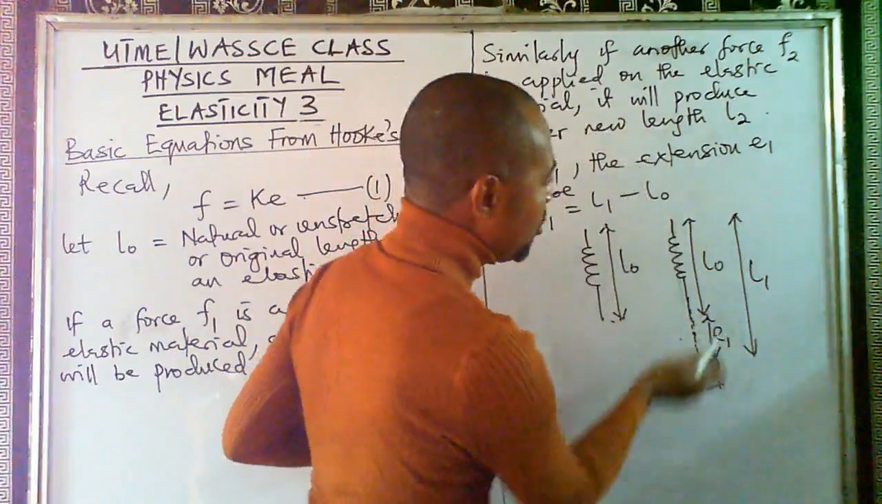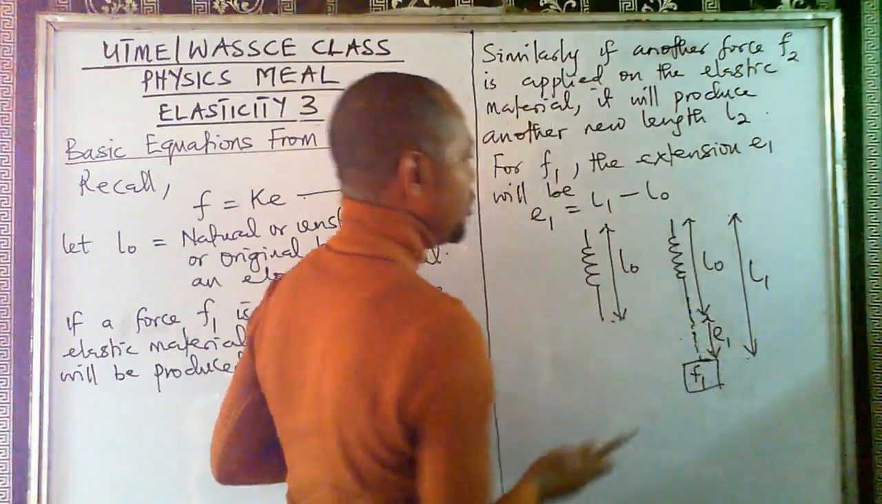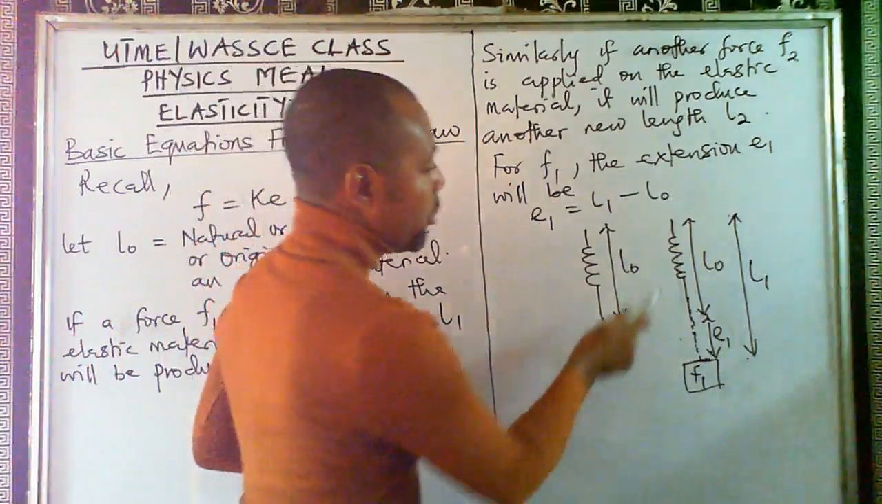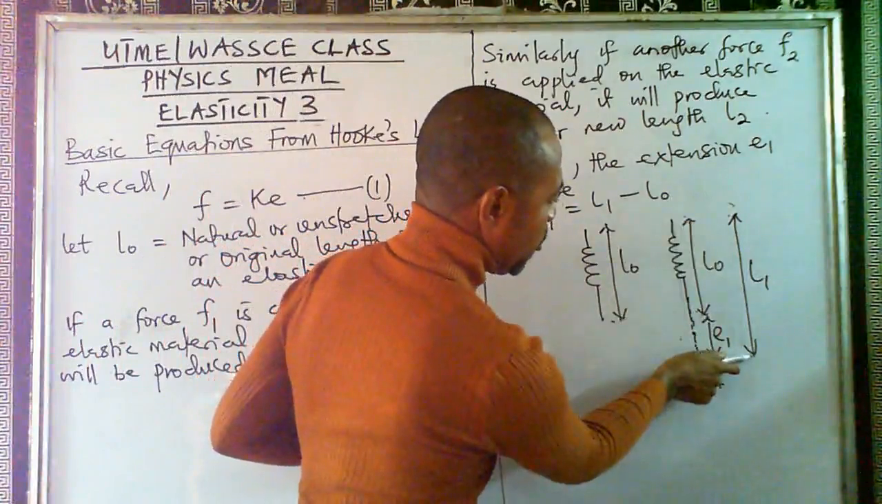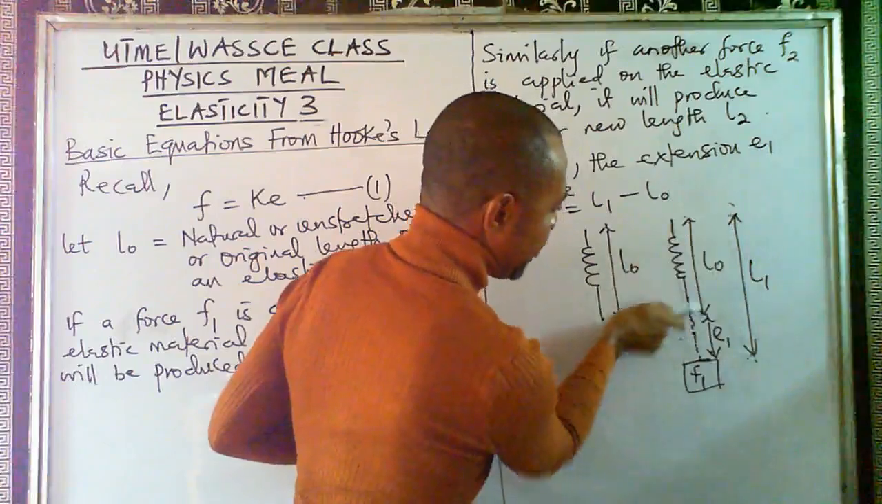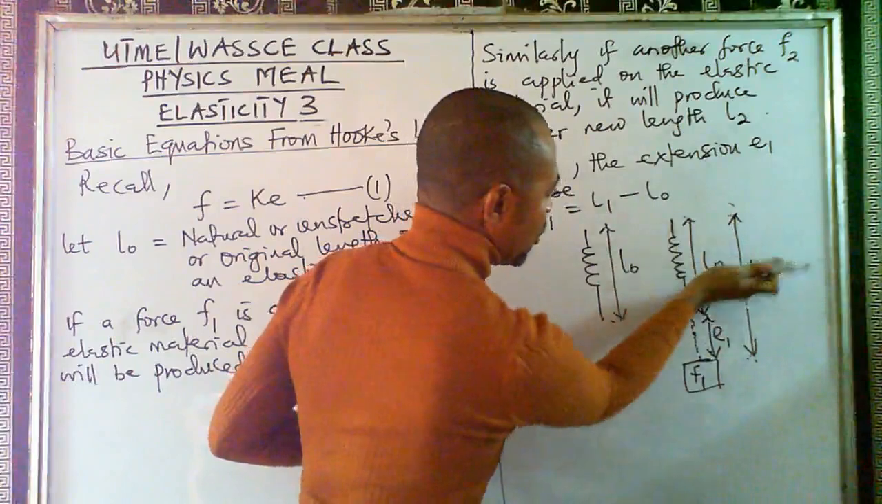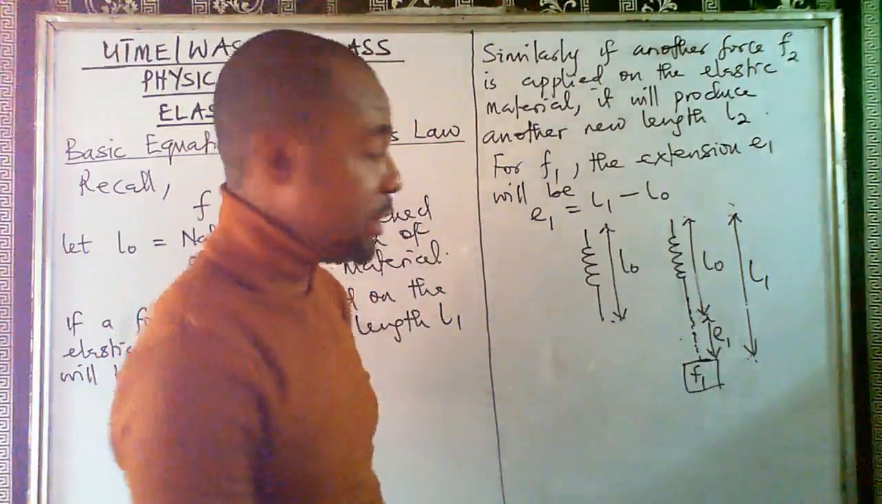How will I get E1? If I use L1 minus L0, what I will have is E1, right? Yes, that's what will happen. So from here to here is L0. From here to here is L1. What will be the extension? This minus this. If you remove L0 from L1, now you have the extension. Okay.